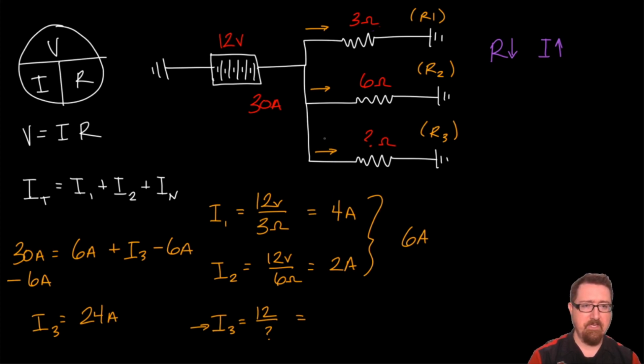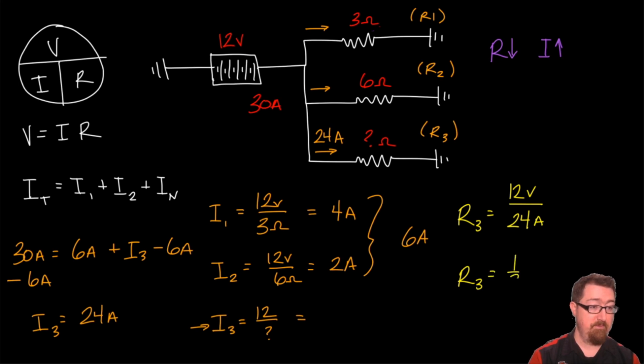Alright, so we're not done quite yet. We know that this is 24 amps. Now we can calculate our third resistance. So R3 is equal to the voltage, so 12 volts, divided by our current, which is 24 amps, and R3 is equal to half an ohm. So that's how we can actually go in and do that.